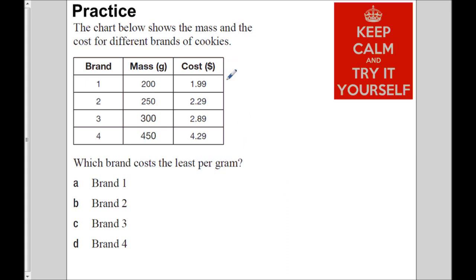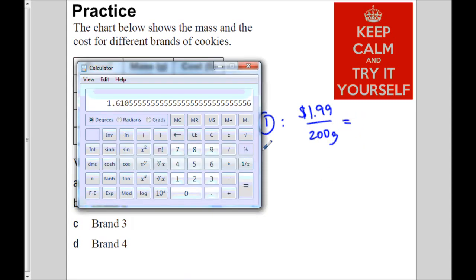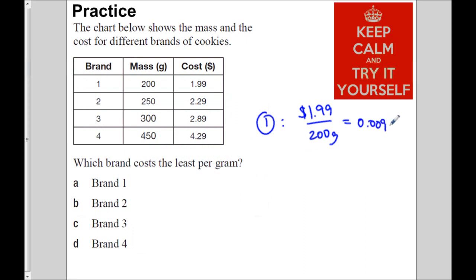All right, we're going to find out the cost per gram. So that means you need to do cost divided by grams. Let's say for brand number 1, you're going to do $1.99 divided by 200 grams. Okay, so we can figure out what that is. $1.99 divided by 200 grams. You get 0.00995, and that's dollars per gram.